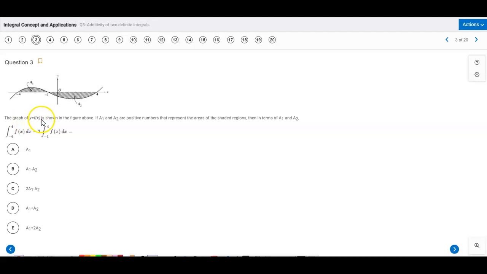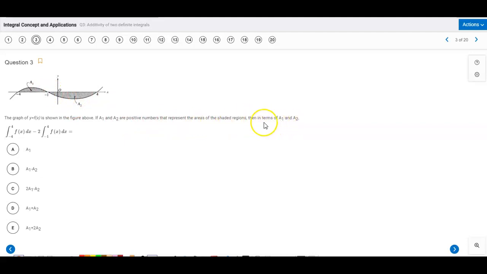So the graph of y equals f of x is shown above. A1 represents this area and A2 represents this area. And when they say these A1 and A2 are the areas, they're talking about the positive values. And the reason they say that is because this piece down here, we know that this is a negative value for an integral, but they're just giving us the positive value of that area. So in other words, let's say that A2 equals 10. Well, that means on the graph up here, this integral would actually be negative 10 because it's below the x-axis. So A1 and A2 are just the positive representations of those areas that represent the areas of the shaded regions.